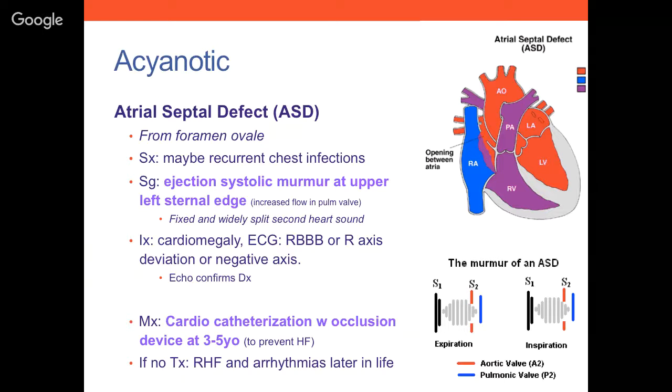When you listen to their chest, they have an ejection systolic murmur at the upper left sternal edge. But the buzzword that they'll test you on is fixed and widely split second heart sound. Yeah? So a widely split second heart sound, which I think I have a little picture of here.